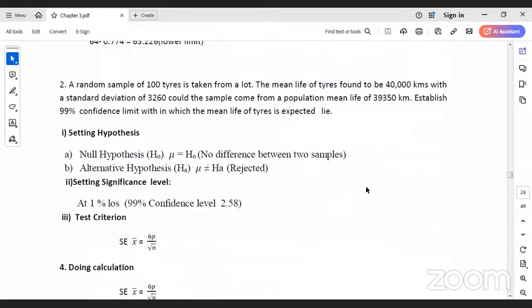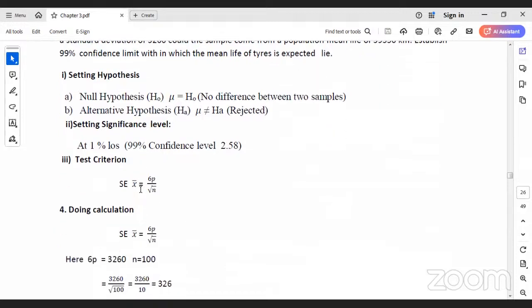It runs on the road based on the road condition, with a standard deviation of 3,260. Could the sample come from a population with mean life of 39,350 kilometers? Establish 99% confidence limits within which the mean life of tires is expected to lie. See, here also the 99% confidence limit is given.